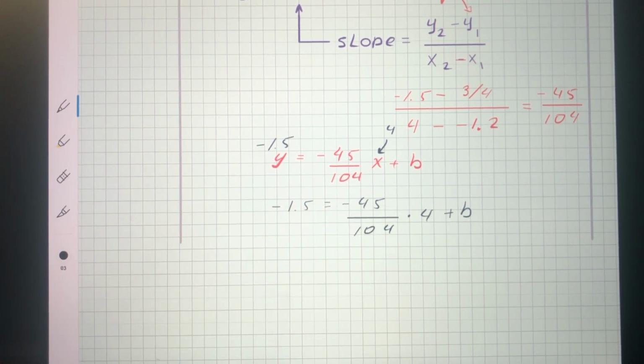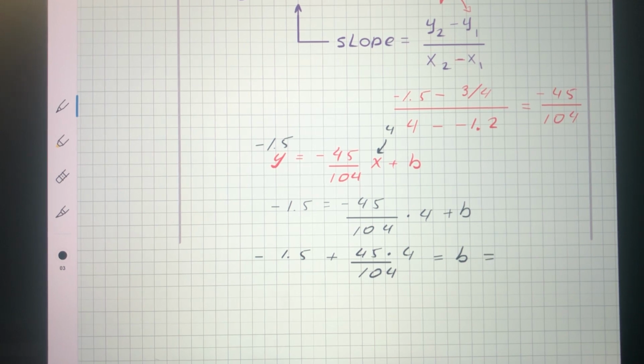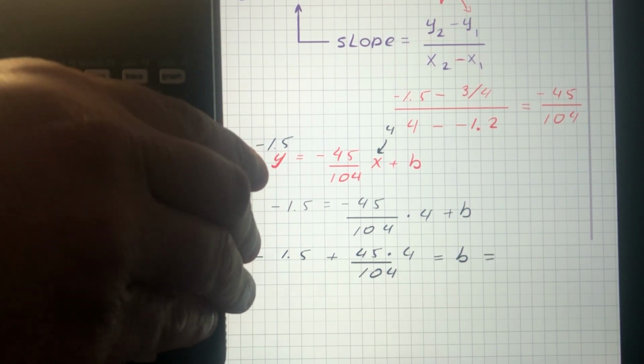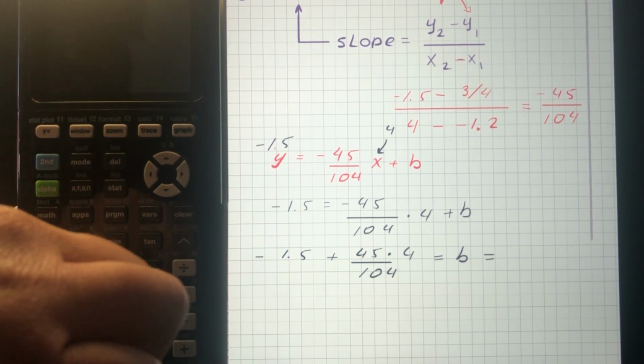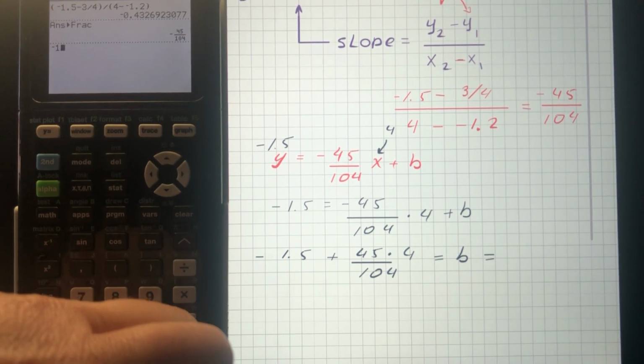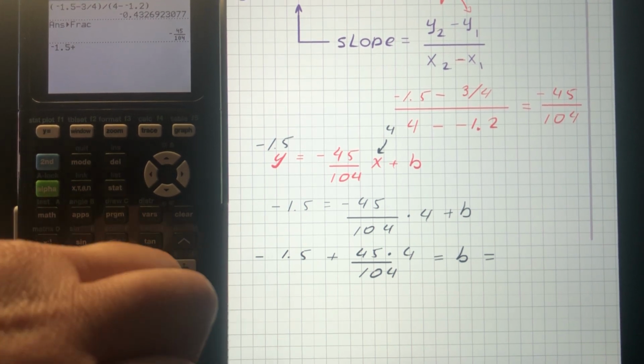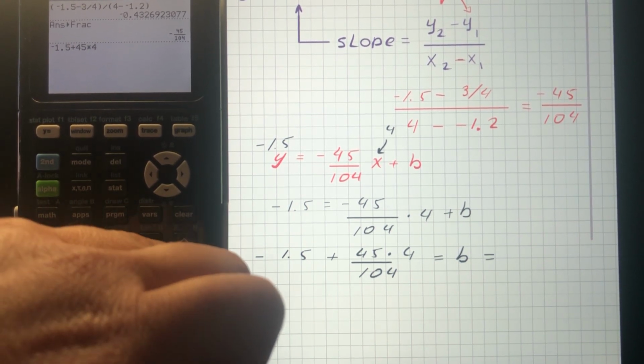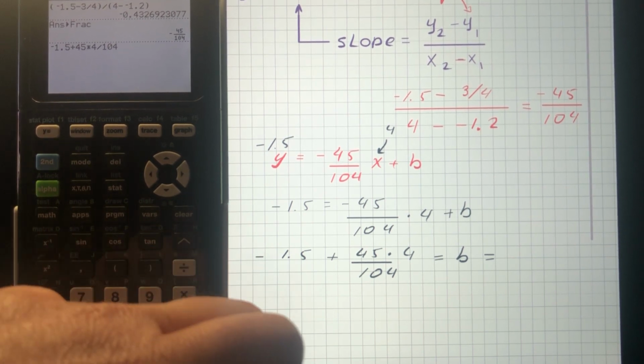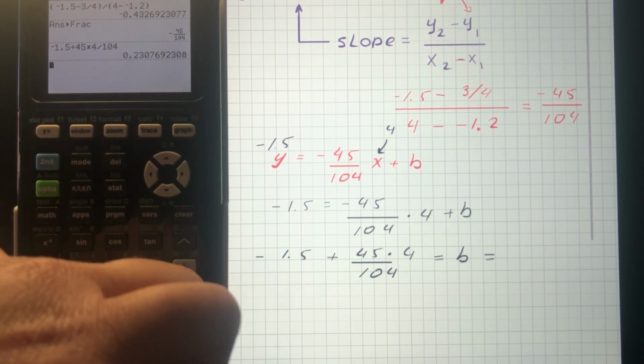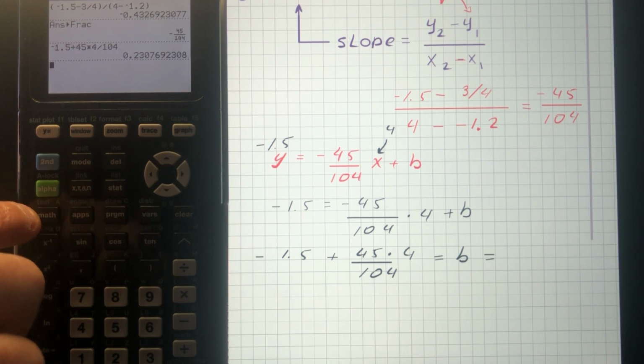Let's do that. We will get negative 1.5 plus 45 times 4 divided by 104. We can multiply and divide in any order, so we will just type it in the calculator just the way it is. So here is once again the calculator, and we type in negative 1.5 plus 45 times 4 divided by 104, and the answer is 0.23 something. This is the b in decimal form.